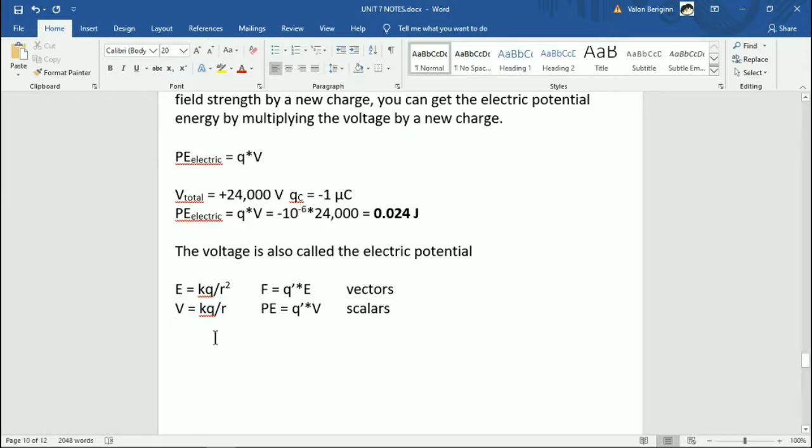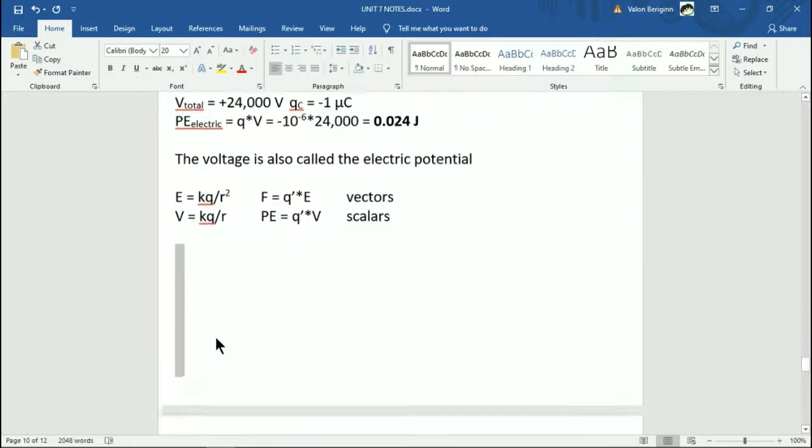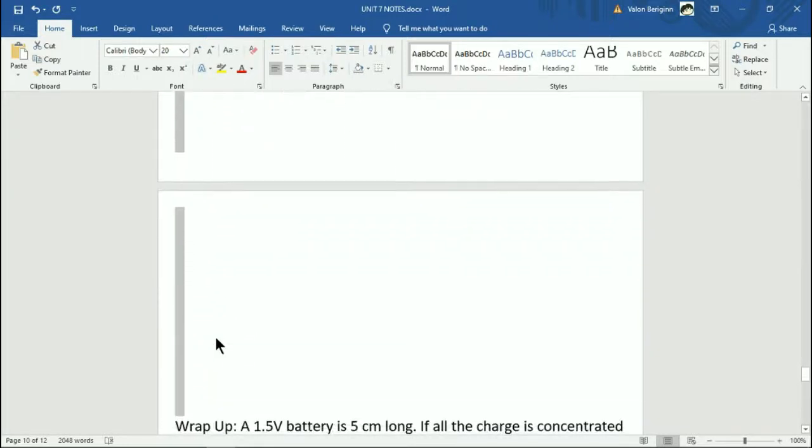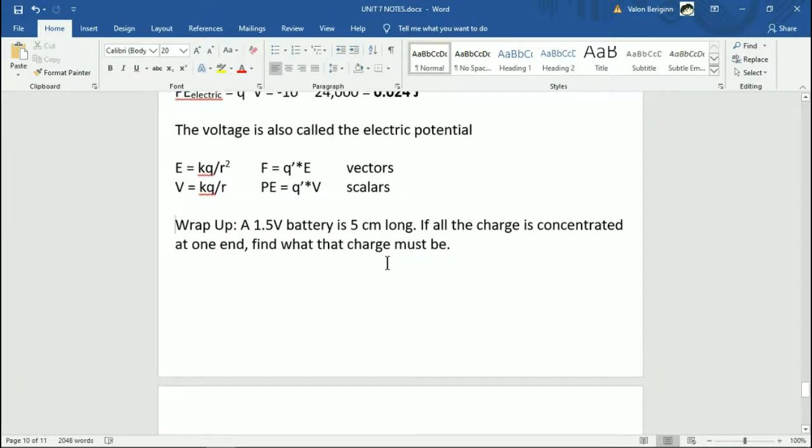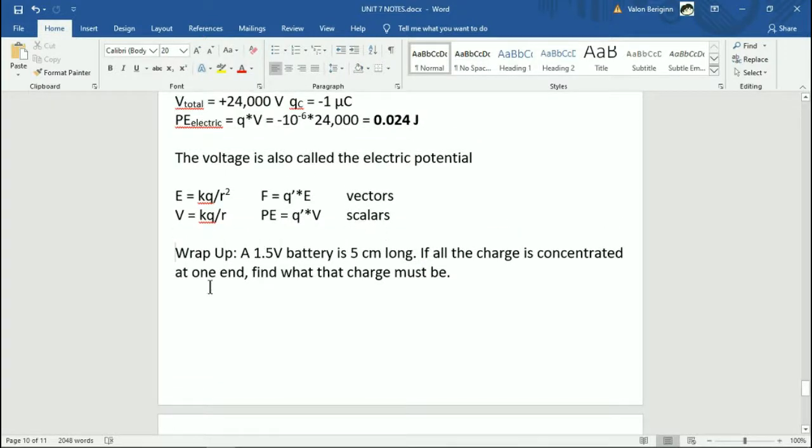So, anyway, wrap-up question for this is... Where is it? I put it all the way down here. There it is. Now I'm going to have you look at this a little bit differently. For your wrap-up question, you have a 1.5 volt battery. That's the voltage of the battery, and it's 5 centimeters long. If all of the charge in the battery, because again, you need a charge to create that voltage, so I'm making it simpler here, imagine all of that charge is on one side of the battery, then what must that charge be?